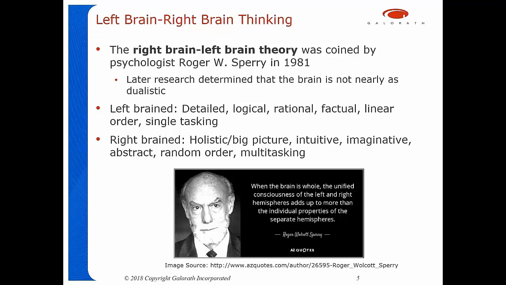Dr. Sperry believed that the right side of our brains was more holistic, capable of seeing the big picture. The right side, he thought, was capable of using intuition and imagination to solve problems, and the right side could deal with abstract concepts, deal with things in a more random order, and work on more than one thing at a time. So it seems to me, and I hope you agree, that those kinds of skills are also important in cost analysis, especially parametric cost analysis, which often involves abstractions of the type his theory assigned to the right hemisphere.